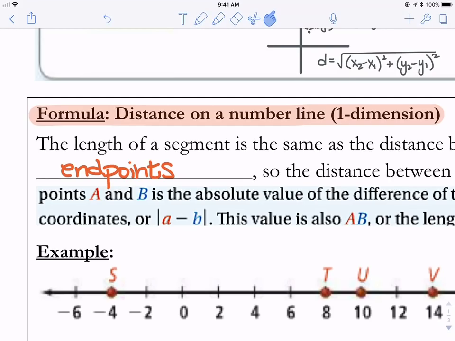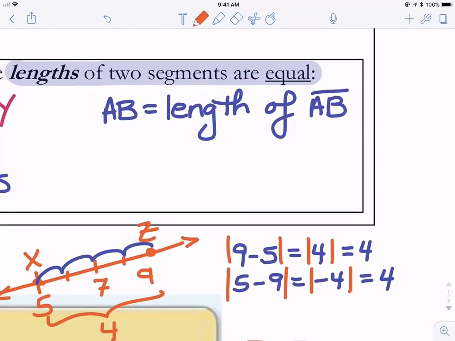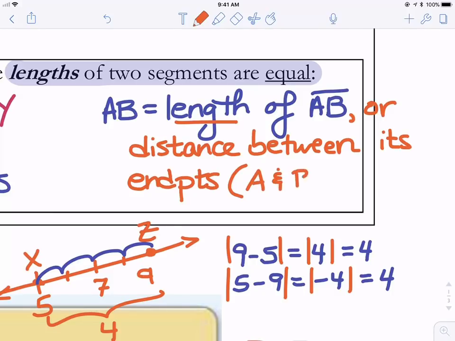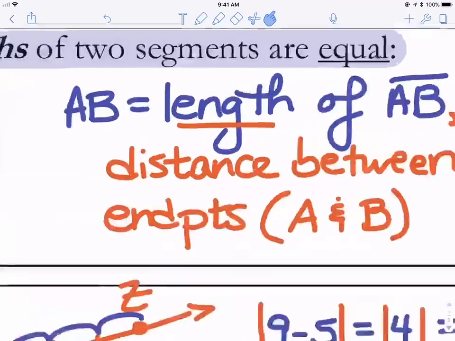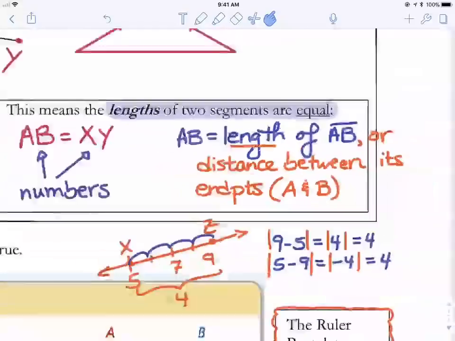Okay, so again, let's go back up here where we're talking about the length of the segment. If you write the 2 endpoints of the segment without the bar over top of it, you're referring to either the length of the segment or the distance between its endpoints A and B. How far it is from point A to point B. So again, if you have the bar there, you'd be talking about the actual segment. You take away the bar, you're talking about the length of the segment.